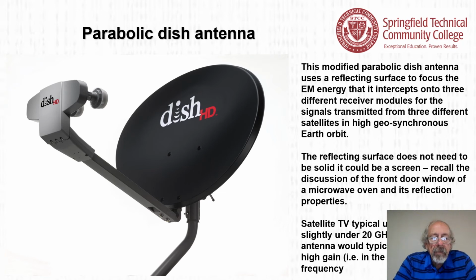There's another one over that's blocked by the structure there. The size of this thing is about 20 inches across the dish. The reflecting surface doesn't need to be solid, it could be a screen. You might recall the discussion of the front door window of a microwave oven and its reflection properties. Satellite TV typically uses the Ka band or slightly under 20 gigahertz frequencies. This antenna would typically have a very high gain, for instance in the thousands for this particular frequency range.